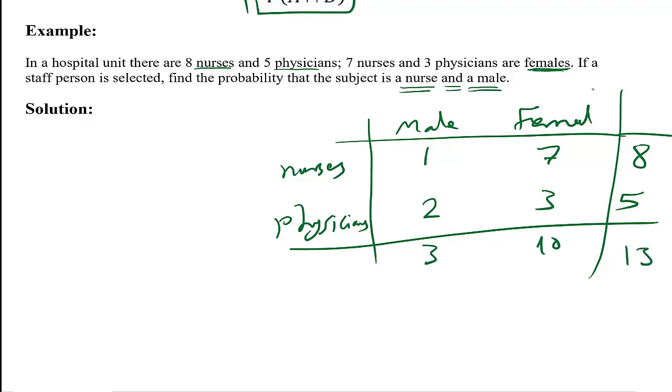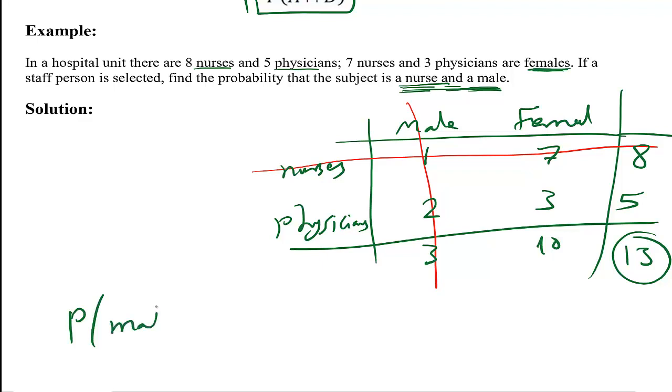Now the question is, if a person is selected at random from these 13 persons, what is the probability that this person is a nurse and a male? The answer is probability of male and nurse. So we are asking about two characteristics here, male and nurse.